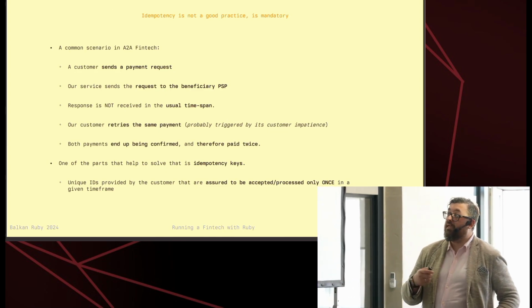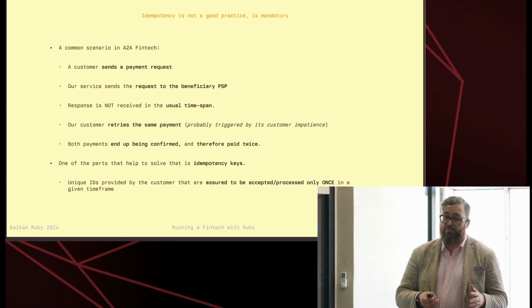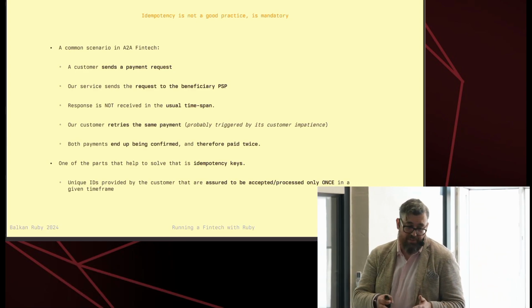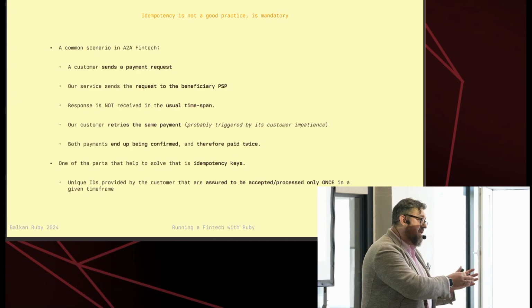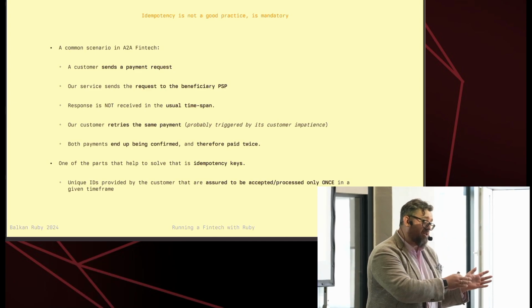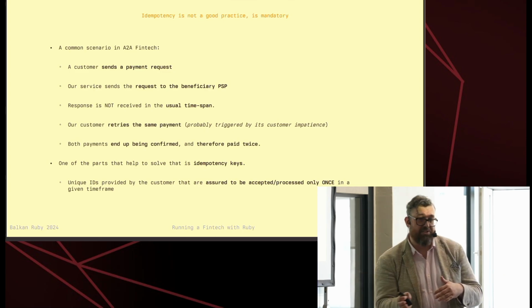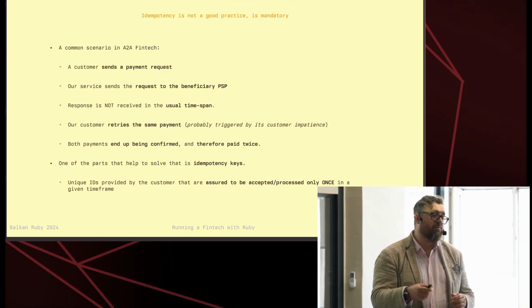So we introduced a very common practice: unique IDs that are only processed once in a given time. For example, in 72 hours, this ID is only going to be processed one time. So if the customer sends it twice, the second time it will get the same response it got the first time, preventing the duplication.